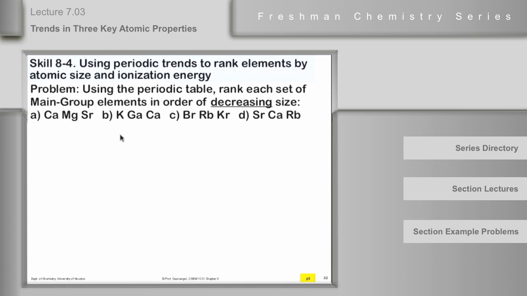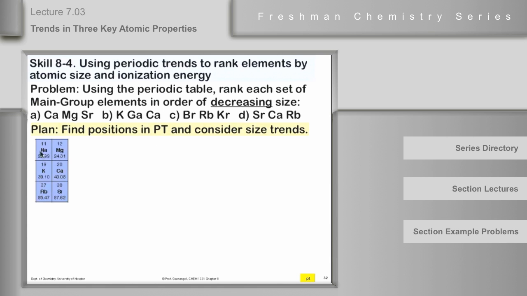And what I like to do, and what's a very good practice, is to separate out a little portion of the periodic table that includes these elements and then use the trends on it. I'm going to find their positions in the periodic table like we just did and then consider the size trends. So let's look at these. Here's a little section of the periodic table. It includes part of group 1A and part of group 2A.